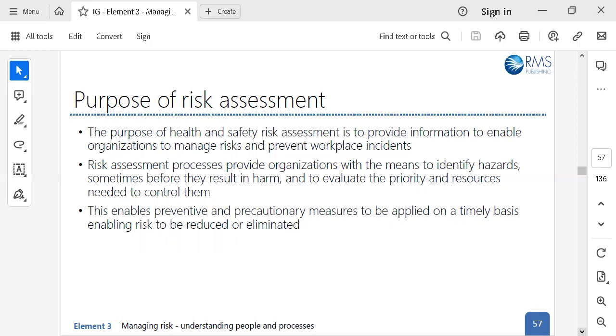The risk assessment process provides organizations with the means to identify hazards, sometimes before they result in harm, and to evaluate the priority and resources needed to control them. This enables preventive and precautionary measures to be applied on a timely basis, enabling risk to be reduced or eliminated. In simple words, the purpose of risk assessment is to identify the hazards, then identify the risk from those hazards, and then control that risk. But we will study this in detail in this lecture.